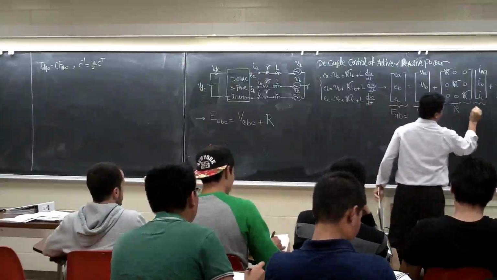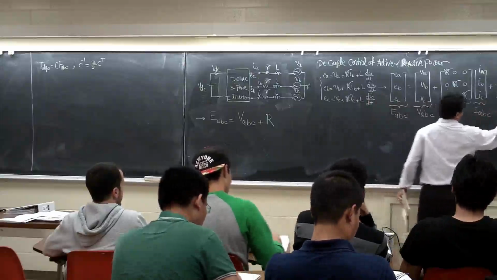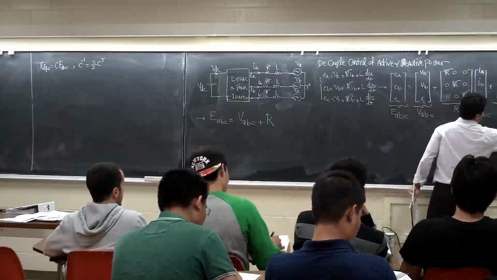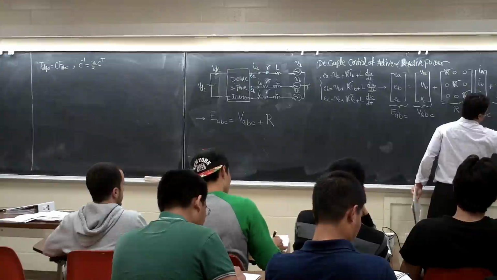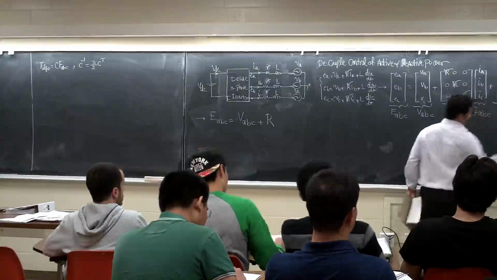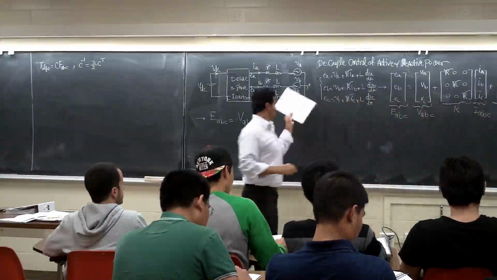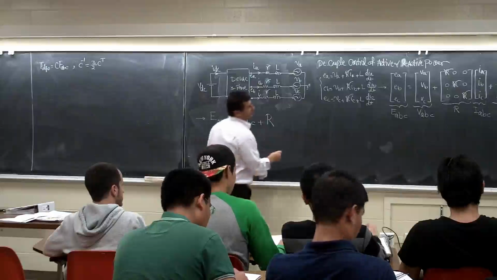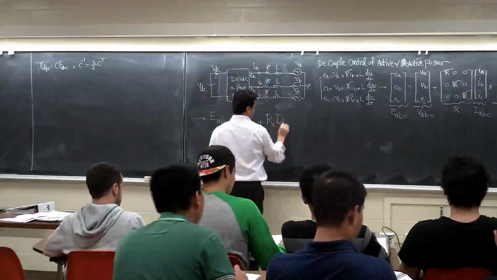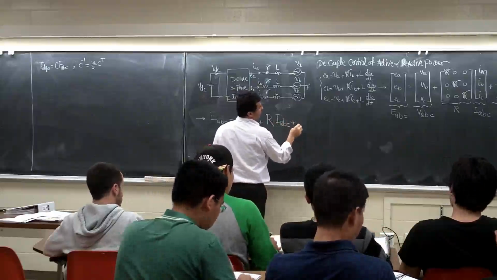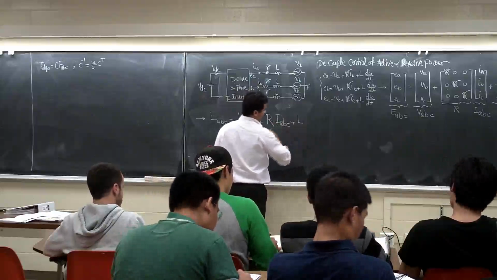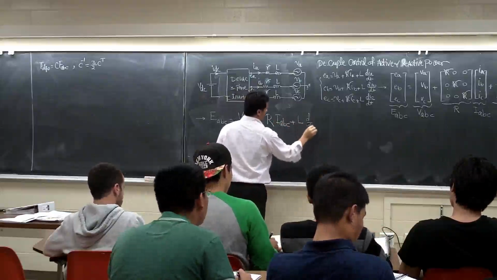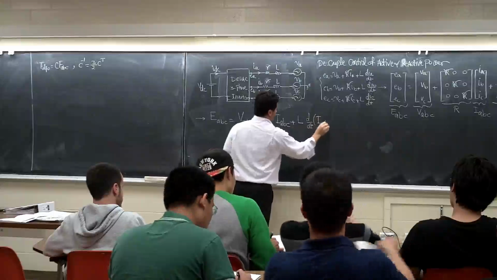This is the IABC. This is matrix L. And this is again IABC. Right? So you don't have to change the R, you can write it this way. So basically it's going to be R, IABC, right? Plus L, d over dt, IABC.